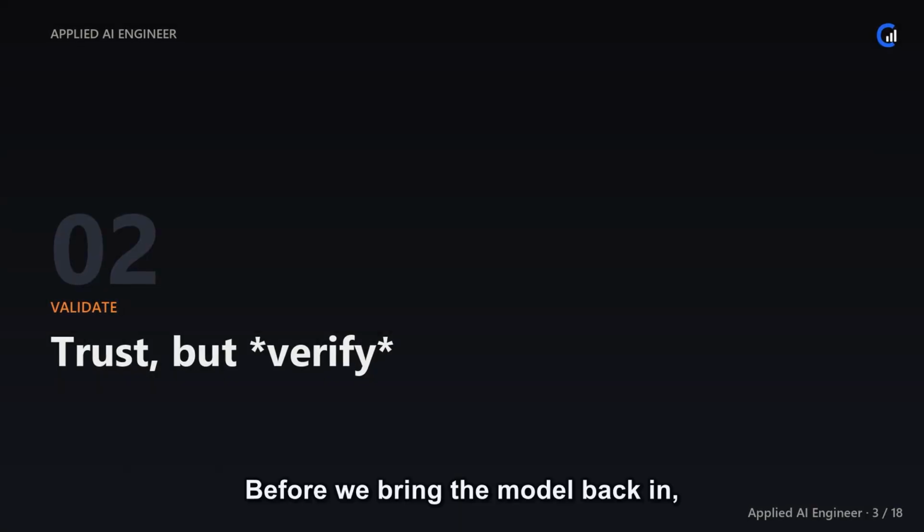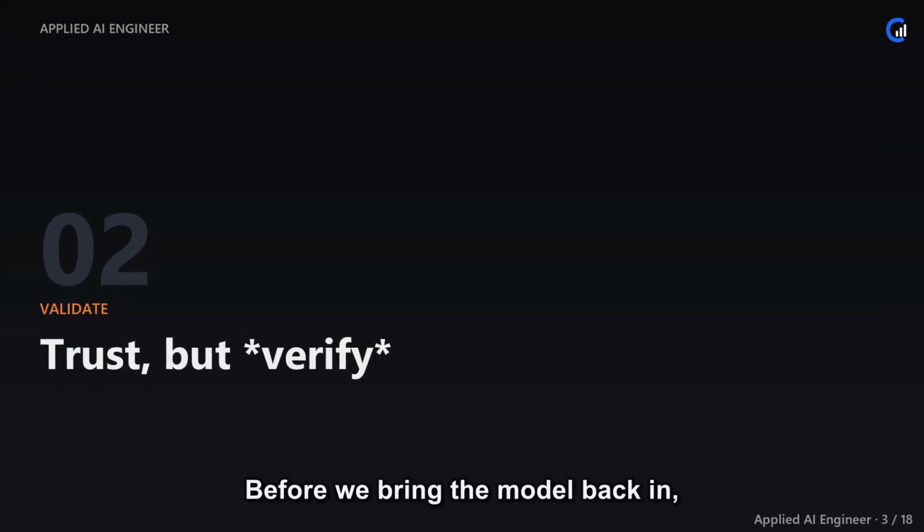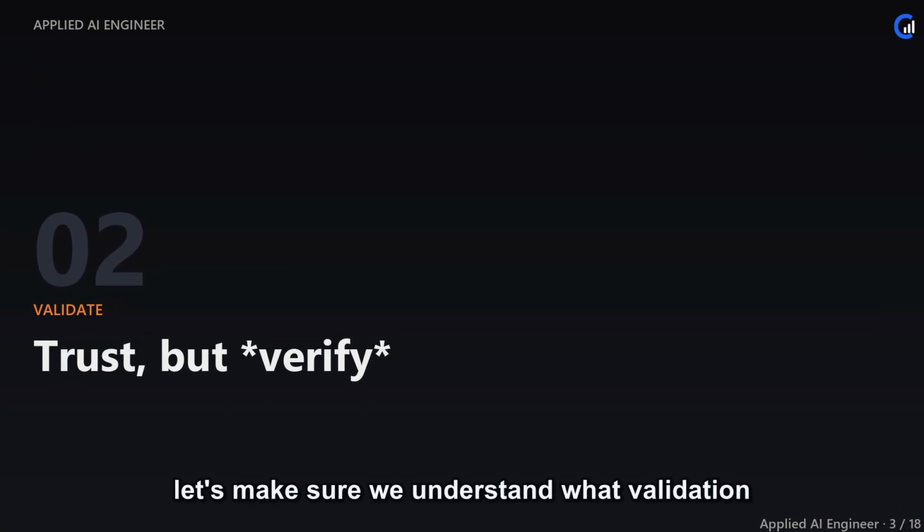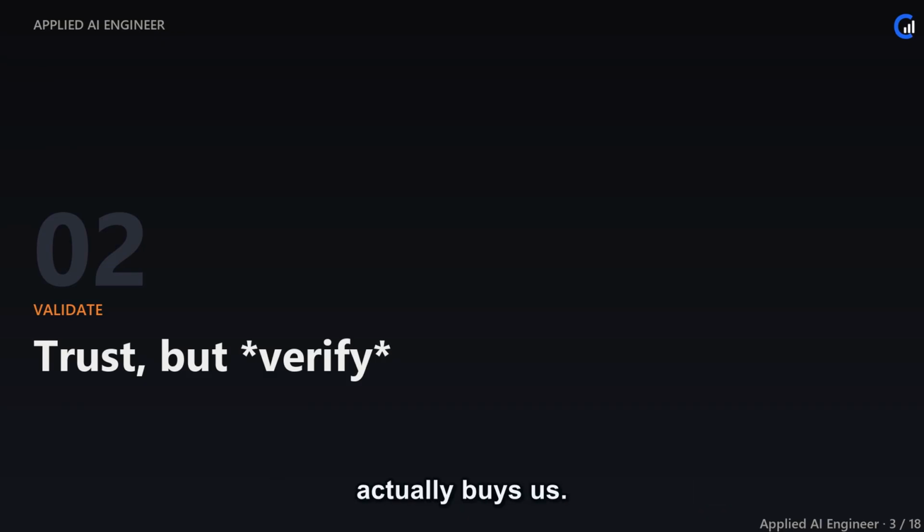Before we bring the model back in, let's make sure we understand what validation actually buys us. The point of a schema isn't just documentation, it's a gate. Data that fits passes through as a typed object, data that doesn't is rejected with a precise reason. Let's see both halves of that.